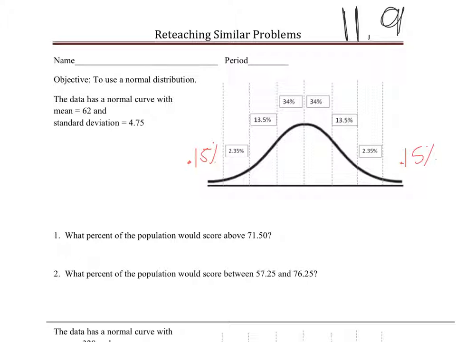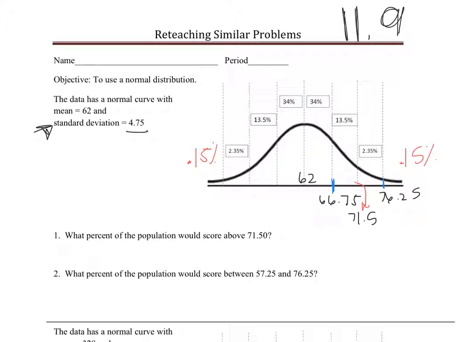So the first thing you always have to do in this problem, with this information given to you, I'm telling you that the mean is 62 and the standard deviation is 4.75. So to figure out my next numbers, I add 4.75 and I'll get 66.75. I add 4.75 again, I get 71.5. I add 4.75 again, I get 76.25. So this is this number right here, this is this number right here, and this is this number right here.